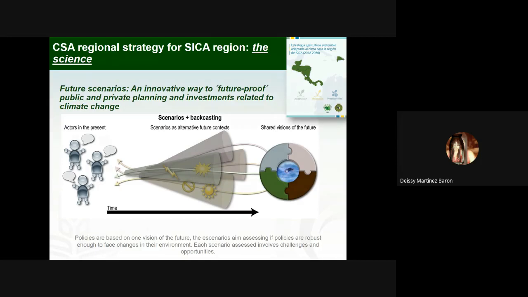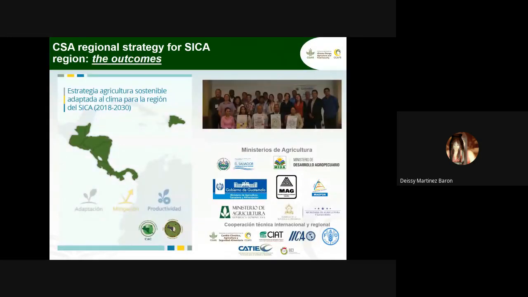And in terms of the process, this was the regional strategy. We worked with different stakeholders at national level, but also at regional level, and we put all our efforts to support this policy formulation process with different technical inputs, such as the future scenarios that I just mentioned. The policy was launched in 2017, and it is right now being implemented.